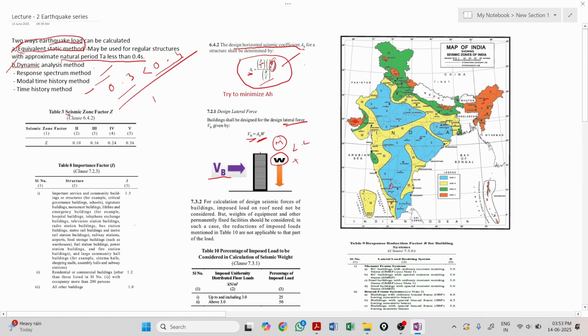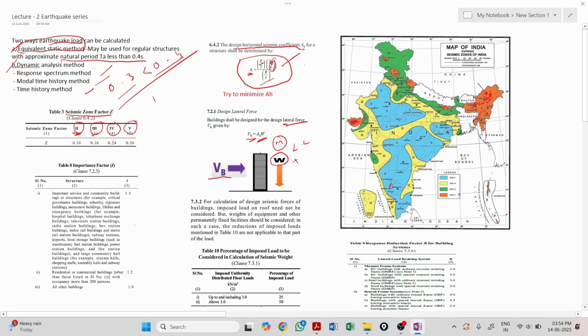Zone factor depends on the area where the structure is. Normally there are four types. Before, there used to be five types, that is, even zone 1 was there. But right now they have considered only four of them: zone 2, 3, 4, 5. Where do we get that from? This is from the map. Zone 5 is a very dangerous seismic zone area, a very high seismic zone, and we should be extra careful whenever we design in this area.